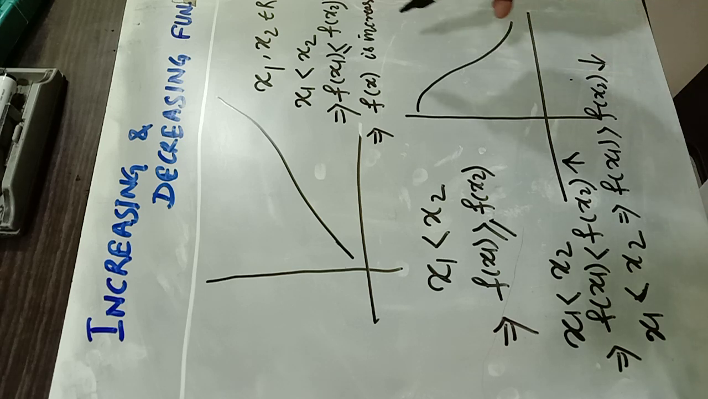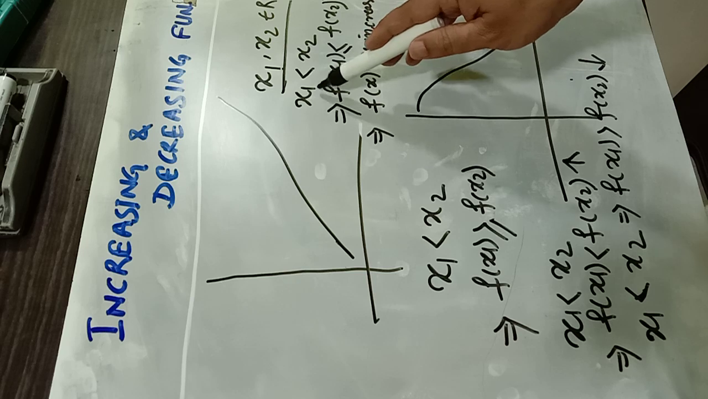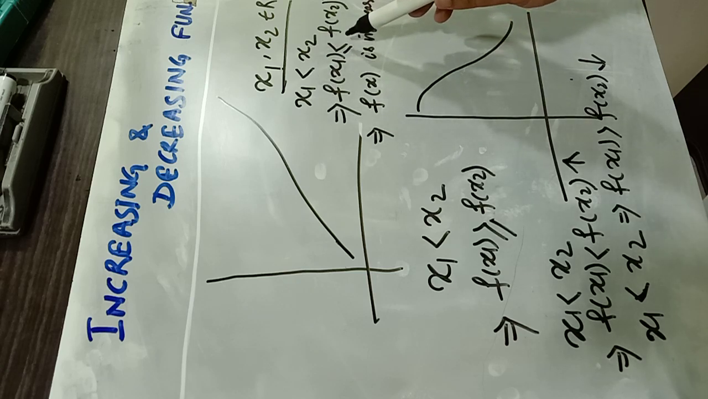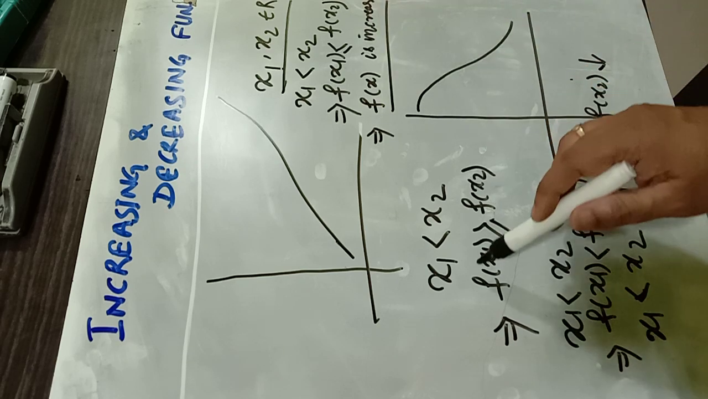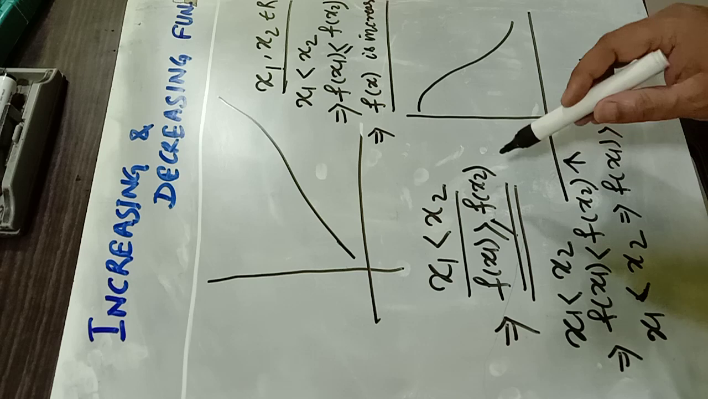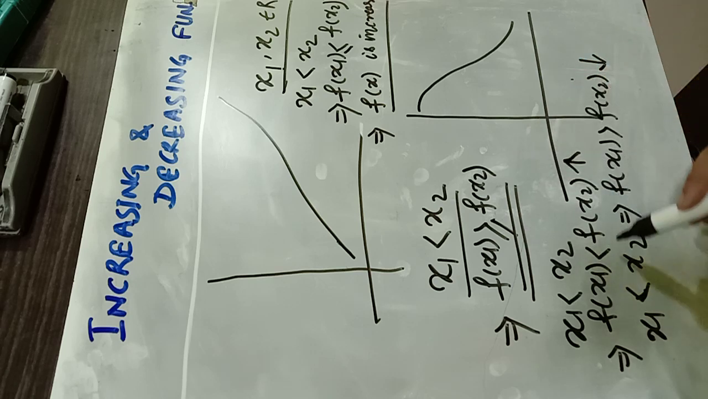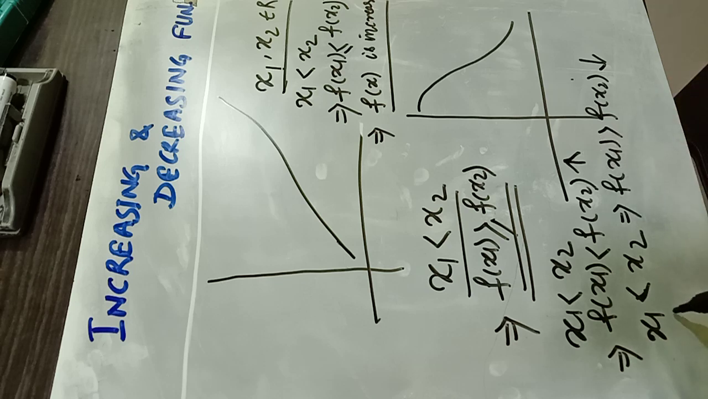Once more, if x1, x2 belong to R for all cases, and x1 less than x2 gives f of x1 less than or equal to f of x2, then f of x is increasing. If x1 less than x2, f of x1 greater than or equal to f of x2, it is decreasing. If x1 less than x2 implies f of x1 less than f of x2, it is called strictly increasing. And x1 less than x2 implies f of x1 greater than f of x2 is called strictly decreasing.